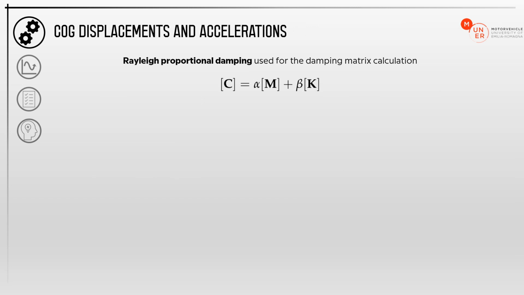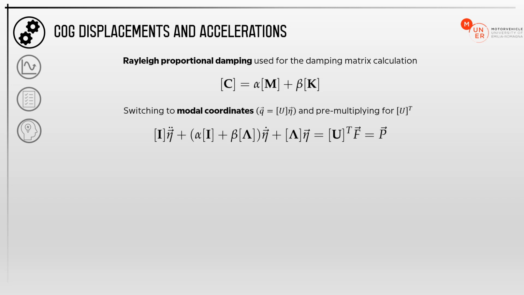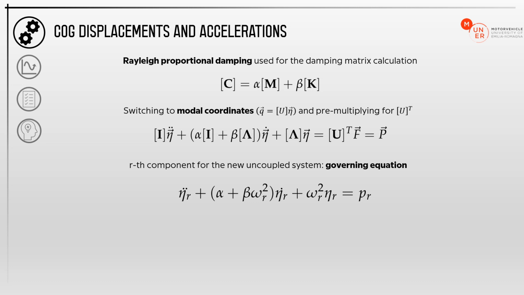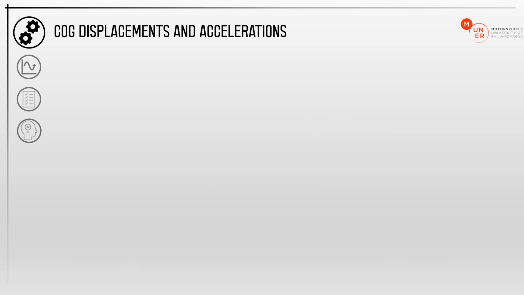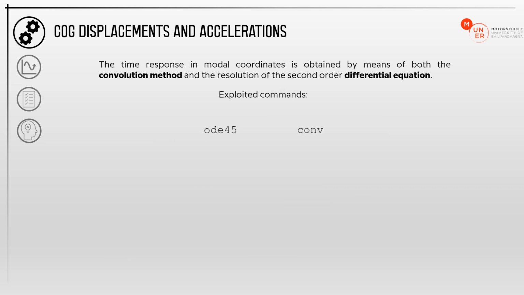Since the real damping is difficult to characterize, we considered the damping matrix proportional to both mass and stiffness matrices. This is called the Rayleigh proportional damping, and it is an approximation. So switching to modal coordinates, and after a few mathematical passages, it is possible to obtain the governing equation for the harmonic oscillator, whose solution is given by the convolution integral. So we used the ODE45 MATLAB function to double check the solution given by the convolution integral.